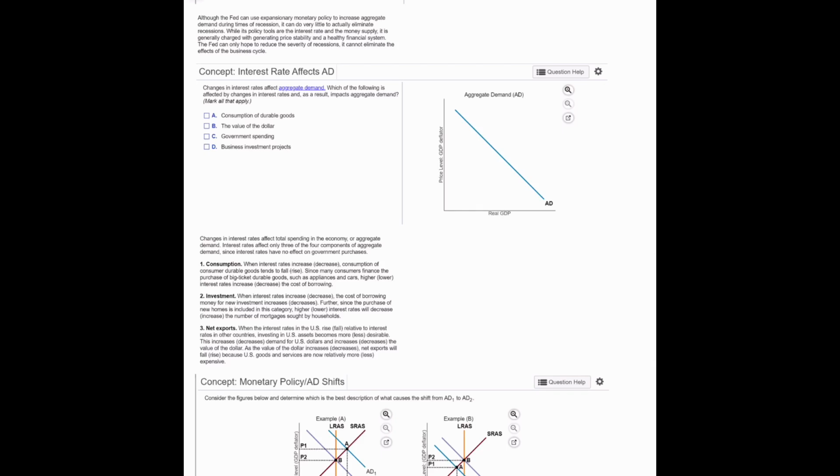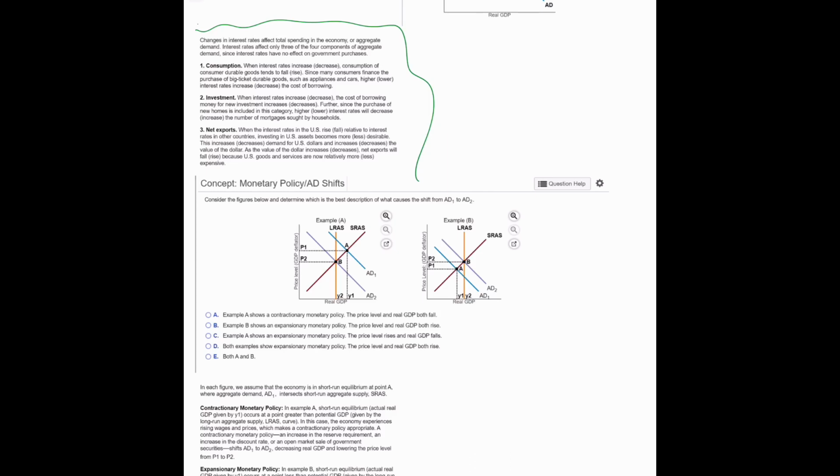Next, changes in interest rates affect aggregate demand. Which of the following is affected by changes in interest rates and as a result impacts aggregate demand? And this is something I went over at the very beginning of this, and it's going to be the things that we mentioned. So it's going to be consumption, investment, and the value of the dollar through the net exports effect. Government spending is not part of that. And this, by the way, goes through what your textbook has to say about those effects. And if you're still having a little struggle with that, I would encourage you to go through that again.